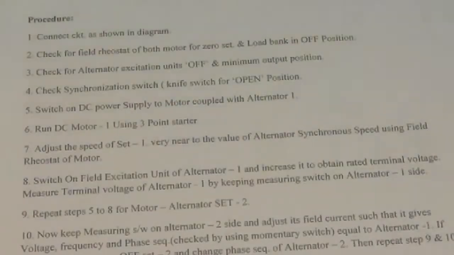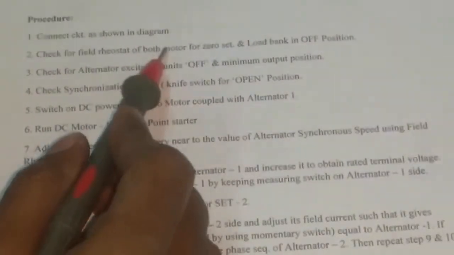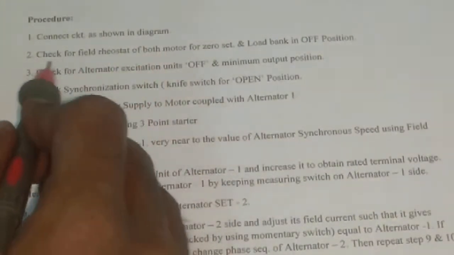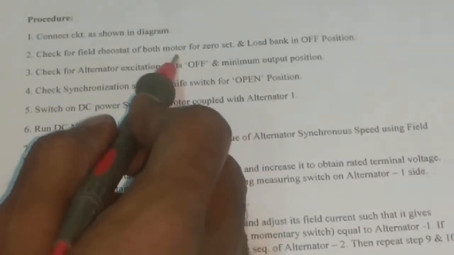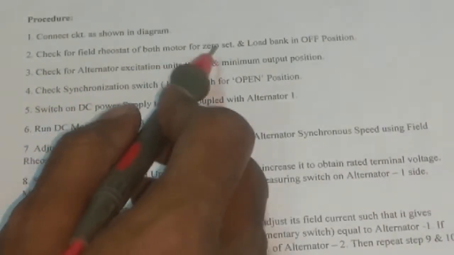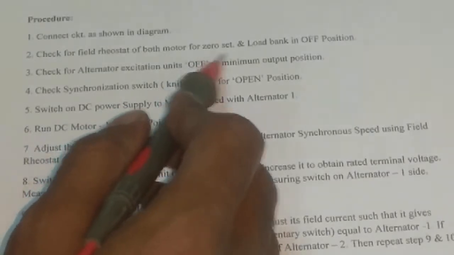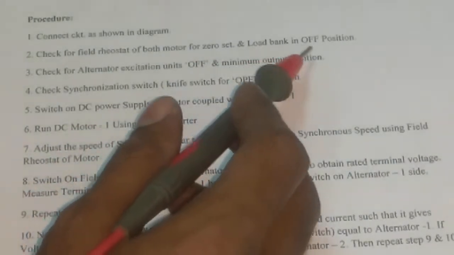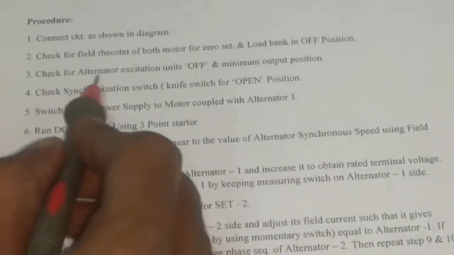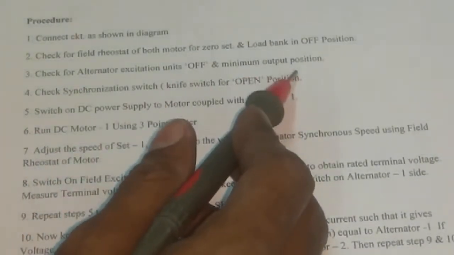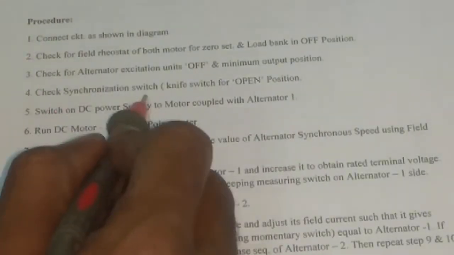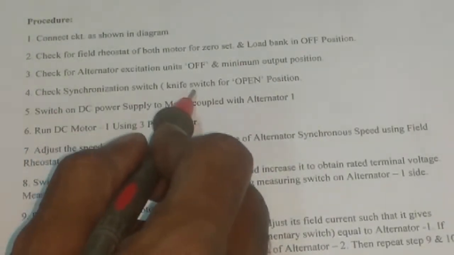Procedure: connect the circuit diagram as shown in the figure. Check that the field rheostats of both the prime movers are at 0 setting and the load bank is in off position. Check that the alternator excitation unit is off and at minimum output position. Check that the synchronization switch knife is open.